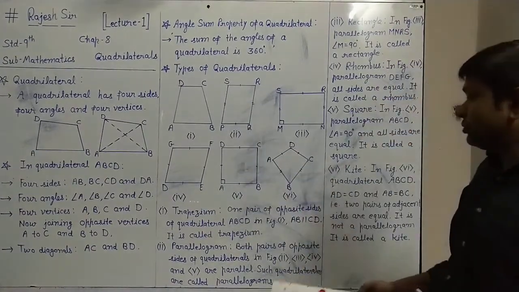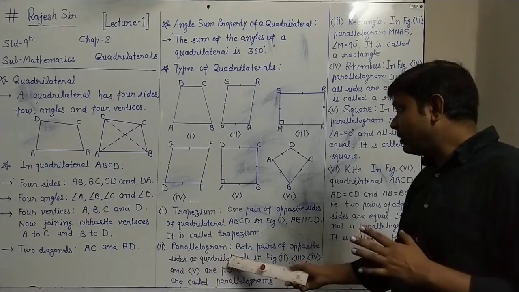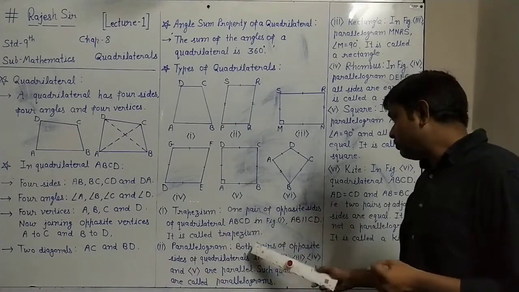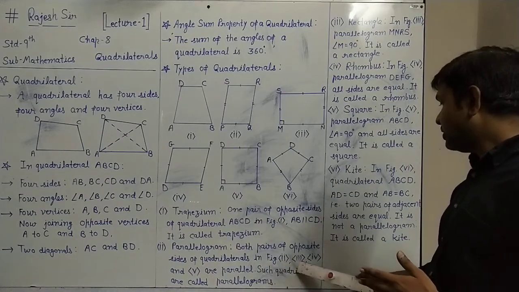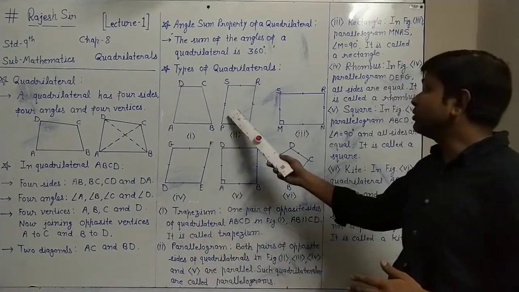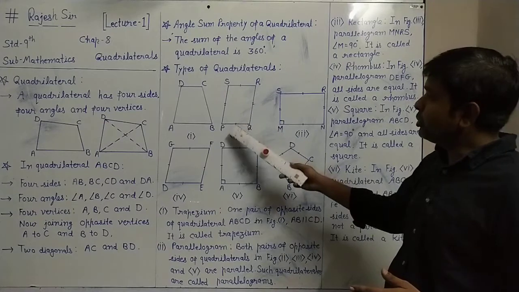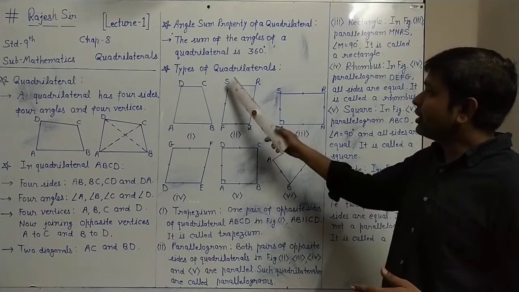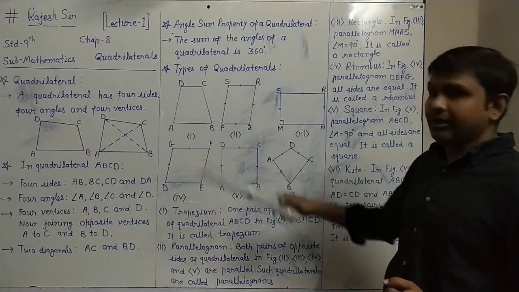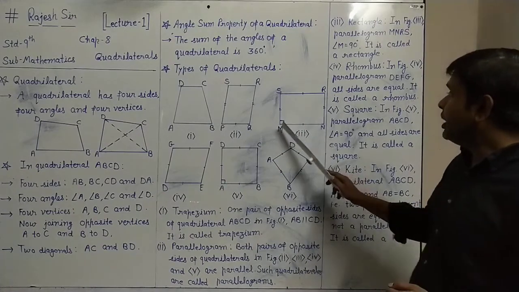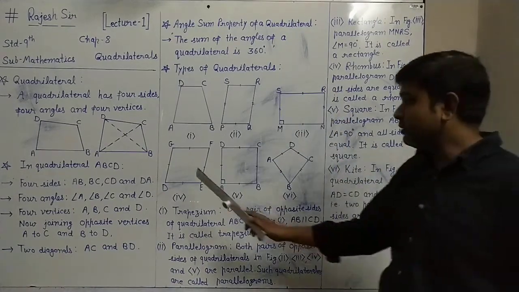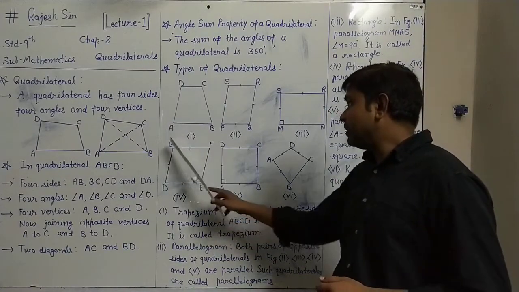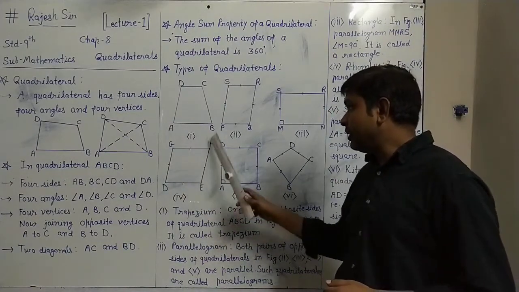Next, figure 2. That is the parallelogram. In this, what happens? Both pairs of opposite sides of the quadrilateral, in figures 2, 3, 4 and 5 actually, are parallel. In this also, both pairs of opposite sides, PQ and SR, PS and RQ, are parallel. In this third figure also, MN parallel to SR, SM parallel to RN. In the fourth figure, DE parallel to GF and GD parallel to FE.